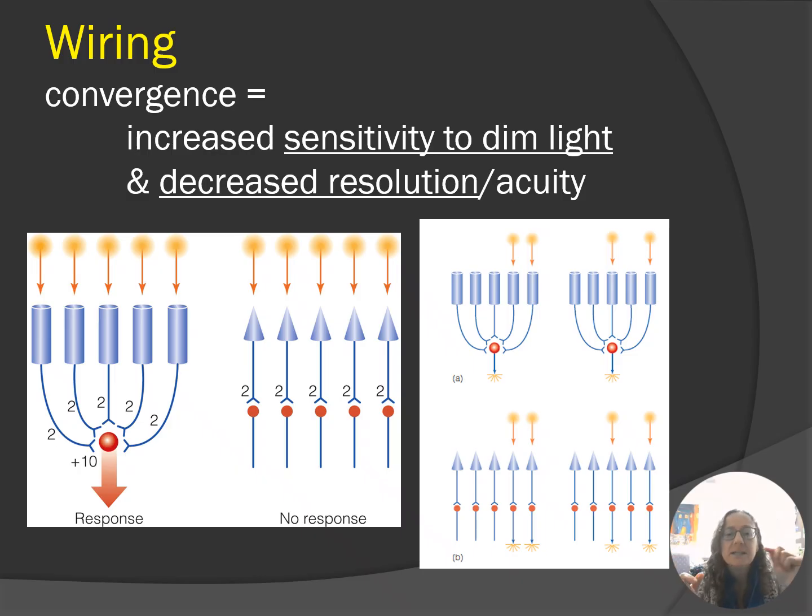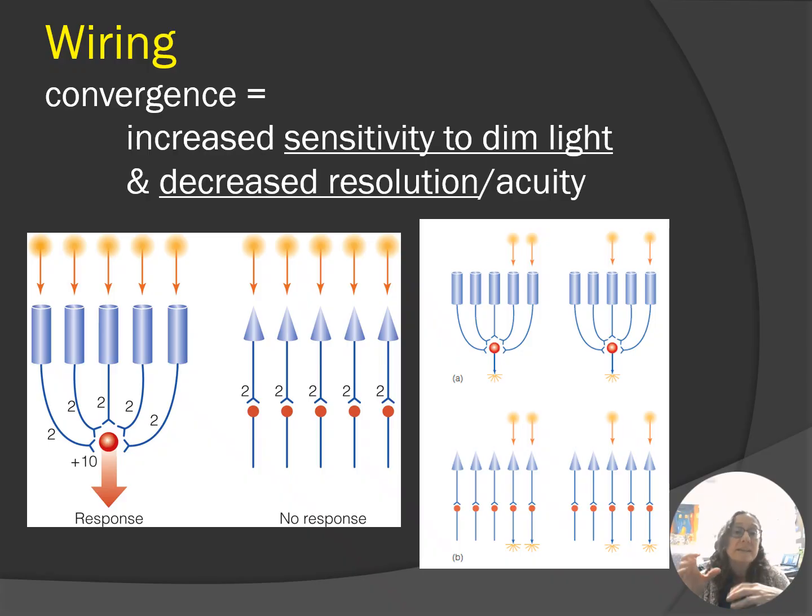Each of those cones is getting hit by a light and communicating 2 units of activation to these bipolar cells that have a threshold of 10. So first cone, I just don't see it. Second cone, I just don't see it. Third, fourth, fifth cone, I just don't see it. With my cones, I just don't see that dim light.